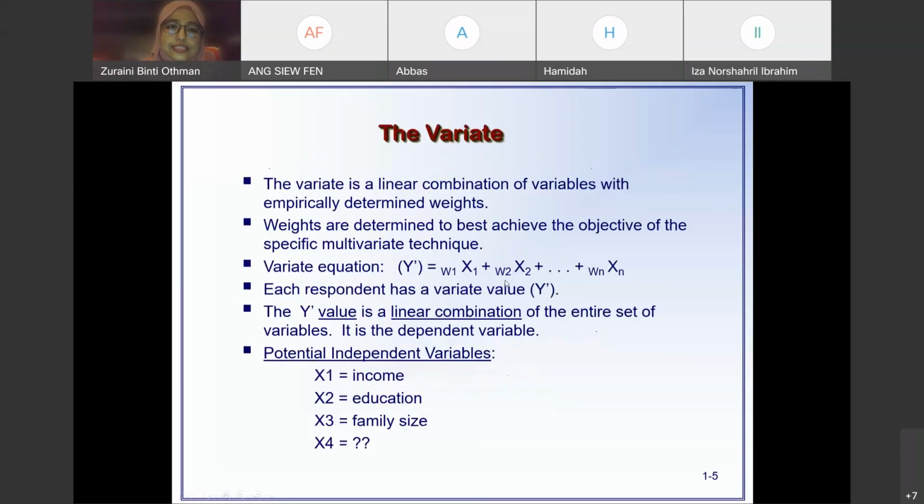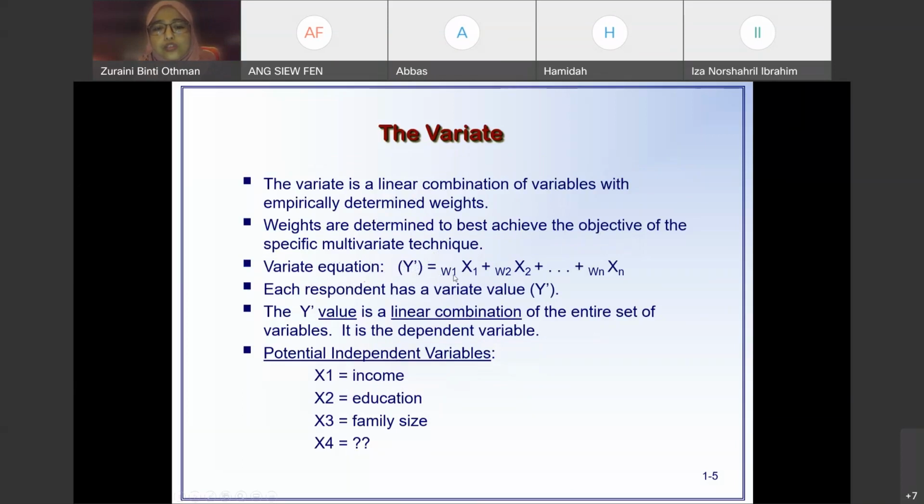Okay, then the variate. The variate is a linear combination of variables with empirically determined weights. The weights are determined to best achieve the objective of the specific multivariate technique. And this is the variate equation. Y prime, this is not the differentiation. This is the variate equation.